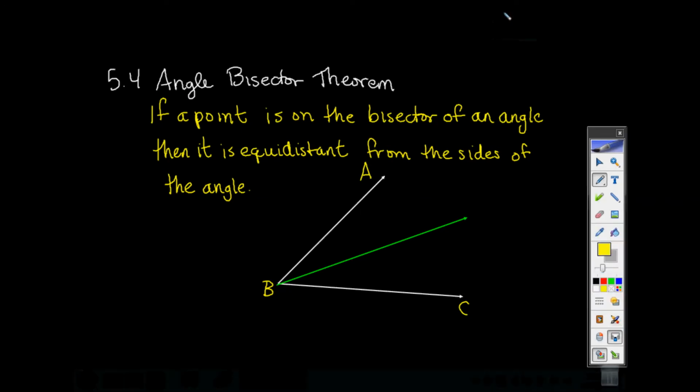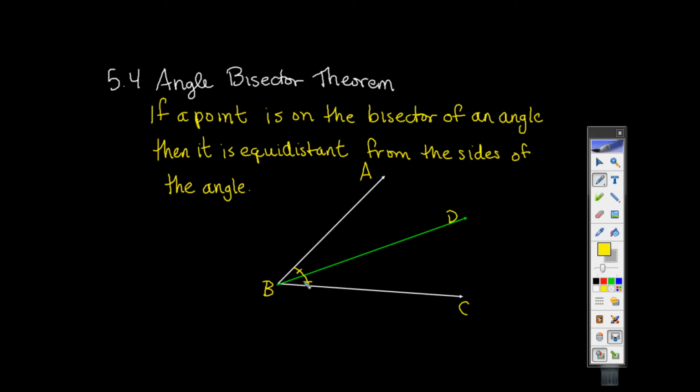This angle ABC, and we bisect it with BD. That means that this angle is now cut in half. So this line, this green line, BD, is the angle bisector. So it cuts the white angle, ABC, in half. So these two now are equal angle measure, right?